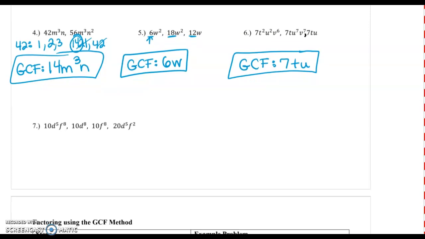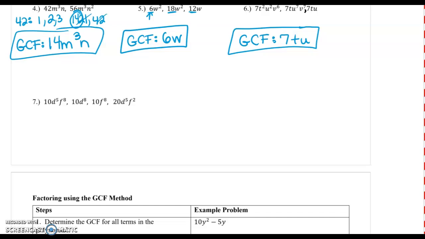Okay, and this should be review with GCF. We're going to be using this, though, for factoring. So last one here, go ahead and try this one and maybe pause the video. So pause it, try it, and then you can play it again to see if you had the correct answer here.